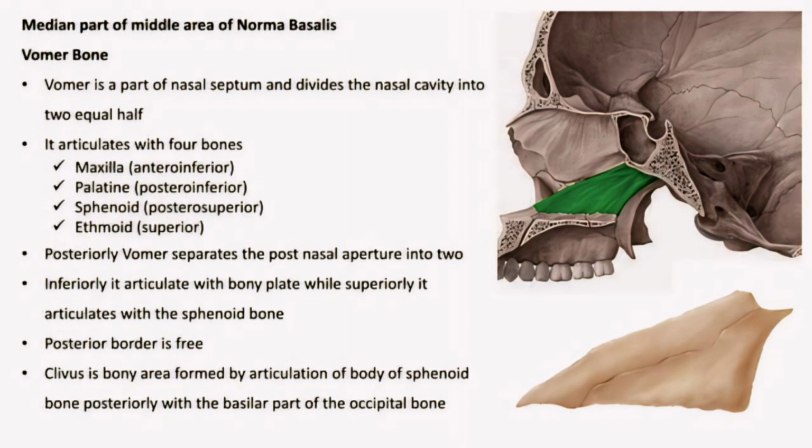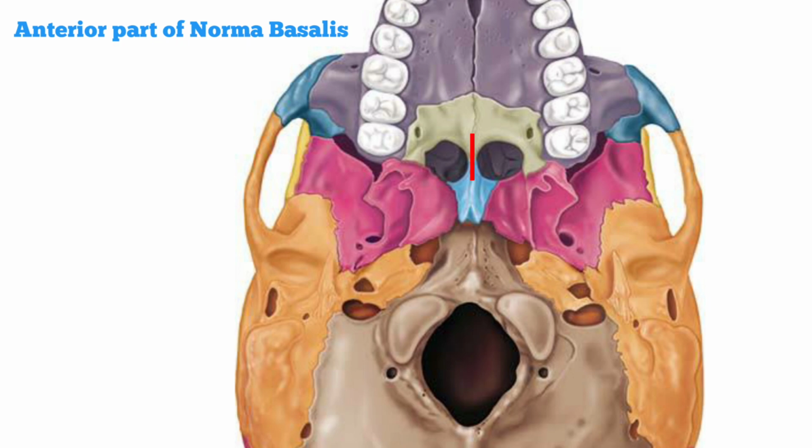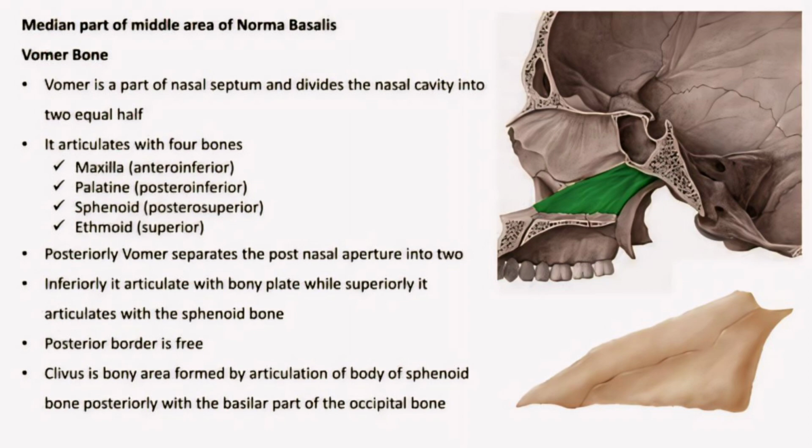Median part of the middle area of Norma basalis. Vomer bone. The vomer is a part of the nasal septum and divides the nasal cavity into 2 equal halves. It articulates with 4 bones: maxilla, antero-inferior; palatine, postero-inferior; sphenoid, postero-superior; ethmoid, superior. Posteriorly, the vomer separates the post-nasal aperture into 2. Its posterior border is free. The clivus is a bony area formed by articulation of the body of the sphenoid bone with the basilar part of the occipital bone.